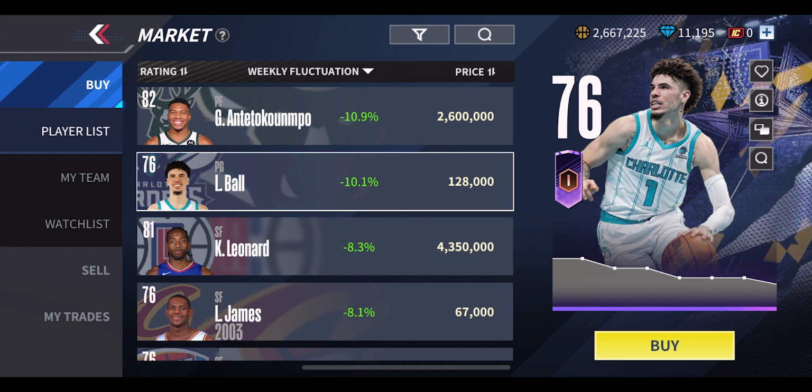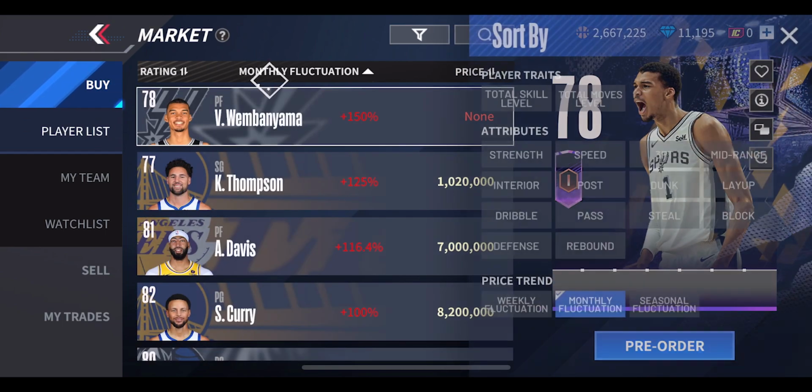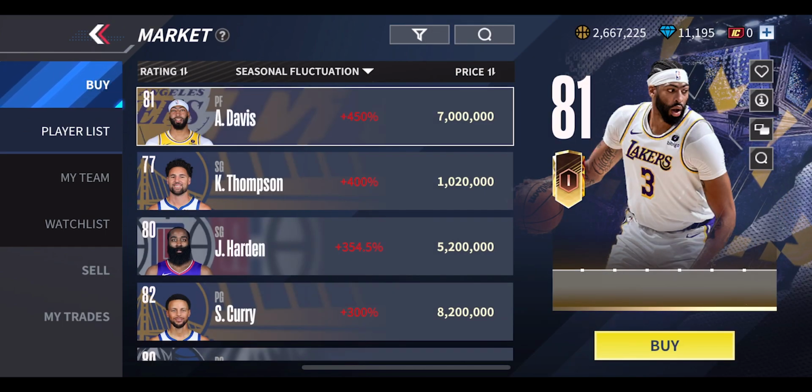This again is a very useful way of checking what players are going up in price and what players are going down in price to work out when you should buy them and when you should sell them. Of course, you can set it by weekly, monthly, and of course the seasonal, which is very useful.